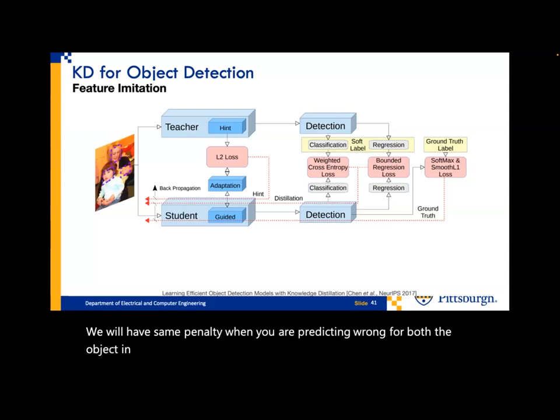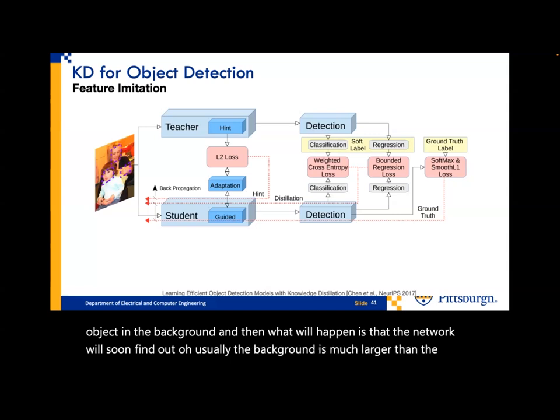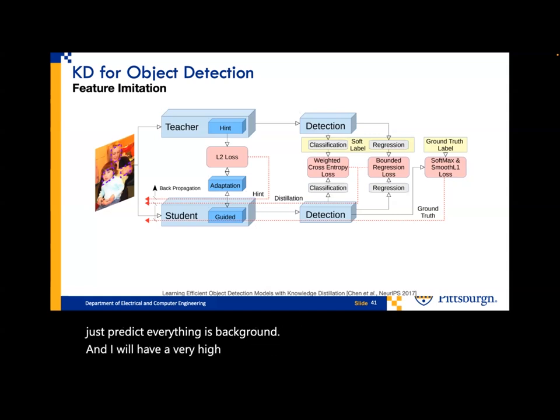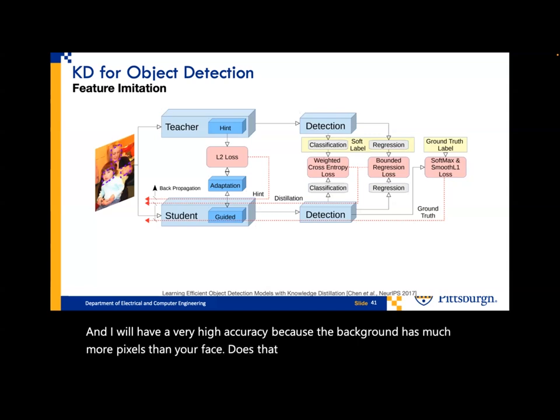And then what will happen is that the network will soon find out, oh, usually the background is much larger than the face, usually, right? So the network will gradually learn that, oh, I will just predict everything is background. And I will have a very high accuracy because the background has much more pixels than your face. Does that make sense? Which is not what we want, right?